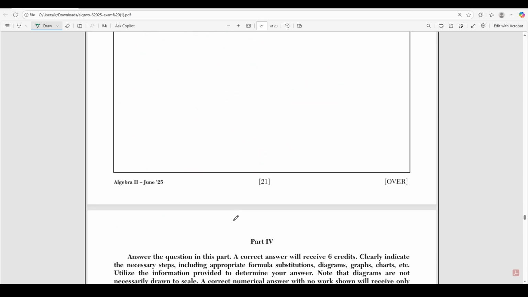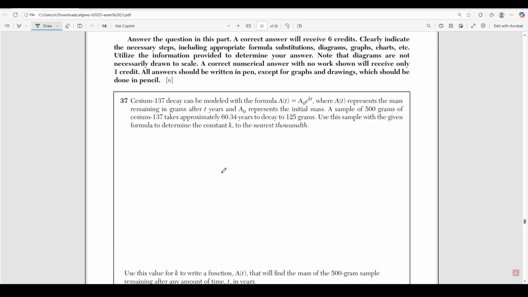So finally, moving on to the last question, or part 4, it says that cesium-137 decay can be modeled with a formula A of t is equal to A null times e to the power of kt, where A of t represents the mass of the remaining grams after t years, and A of 0 represents the initial mass. A sample of 500 grams of cesium-137 takes approximately 60.34 years to decay to 125 grams. Use this sample to determine the constant k to the nearest thousandth, okay?